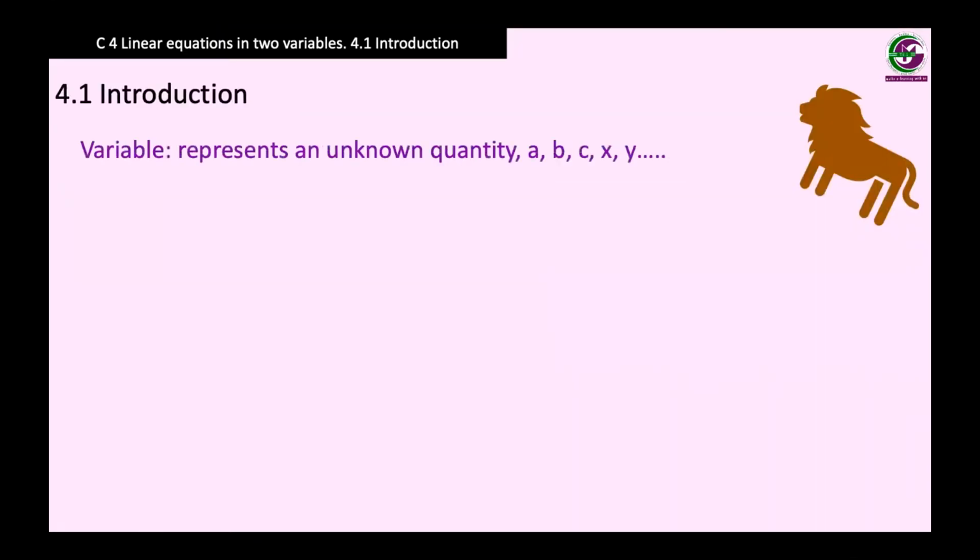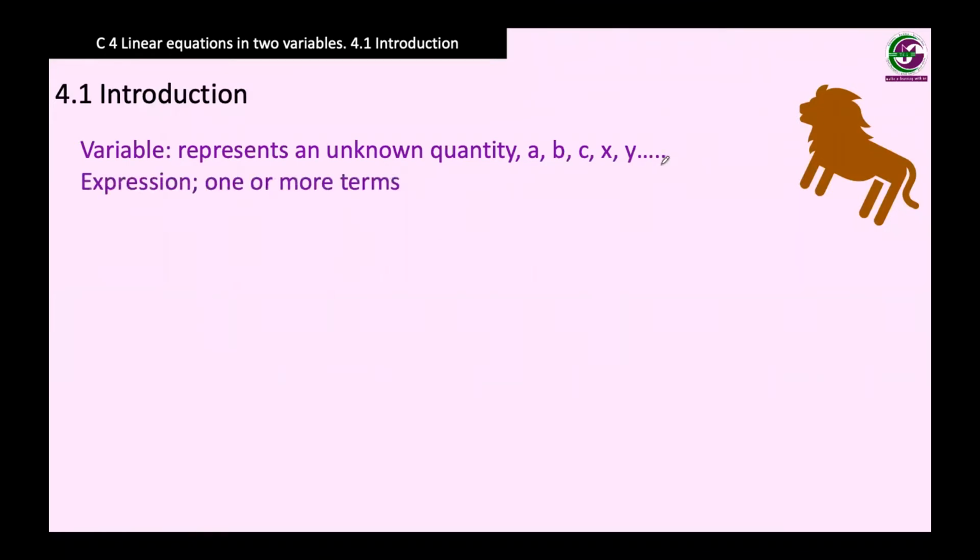The first term, variable. A variable represents an unknown quantity, usually represented by small letters, A, B, C to Z, you can use. And sometimes we also use some symbols like the shape of a square or a triangle or a circle, according to the situations.